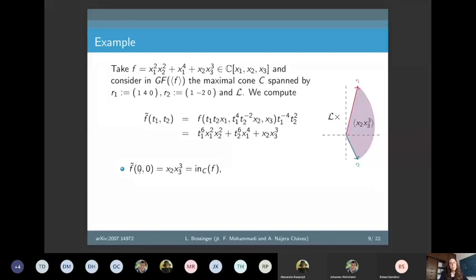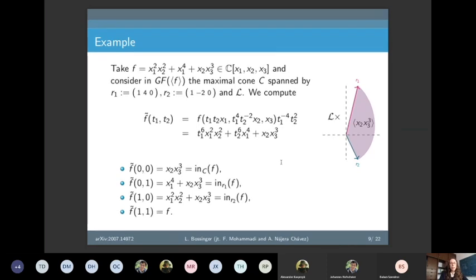So if I set both t's to 0, for example, I get just the third monomial that appeared in F, which coincides with the initial form with respect to the relative interior of my cone. And then I can also just set one of those t's to 0. For example, if I set t1 to 0, and t2 to 1, then what I'm left with is the initial form of F with respect to R1. And the same is true for R2 if I only let t2 vanish. And no big surprise, if both t's are equal to 1, I get back my element F.